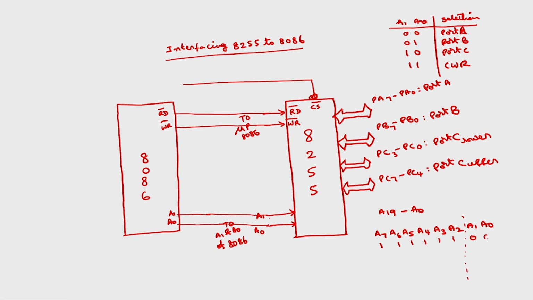If A1, A0 is 0, 0, then port A will be selected. So, what is the 8-bit address? This will be C, this will be F. So, this address will be FCH.